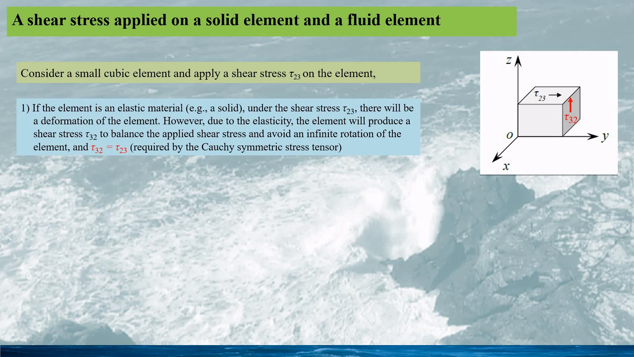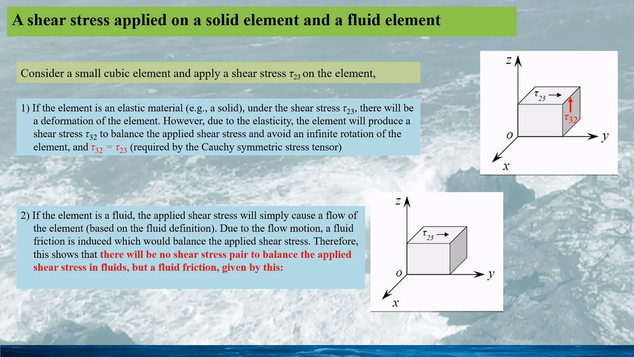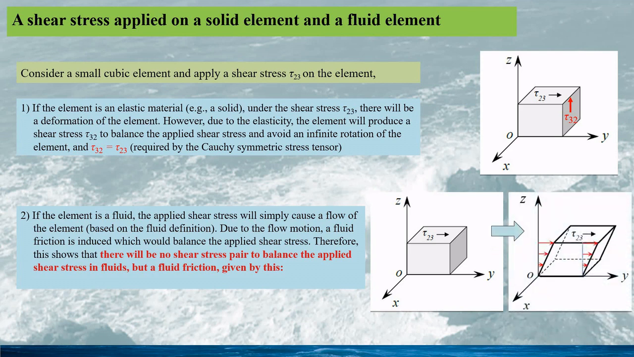the material. This is the requirement from the Cauchy symmetric stress tensor, as tau 23 must equal tau 32. However, if the element is a fluid, the applied shear stress will cause a flow in the shear stress direction as seen here, and due to the flow in the fluid, a friction is induced which could balance the applied shear stress in a steady flow. Therefore, there will be no additional shear stress to balance the applied shear stress as seen in solids. This fundamental difference can be understood.